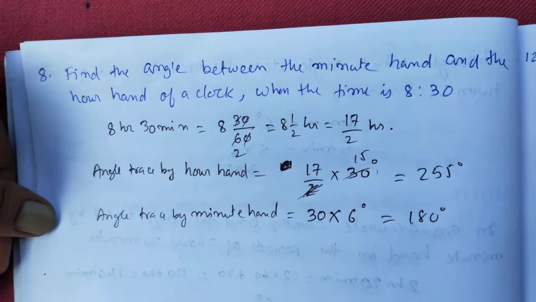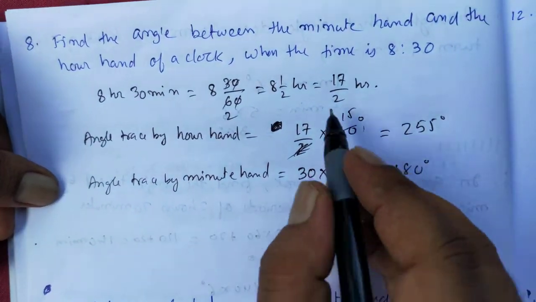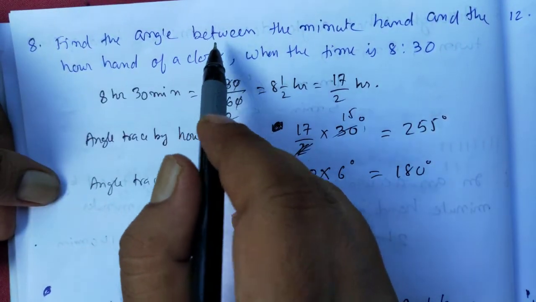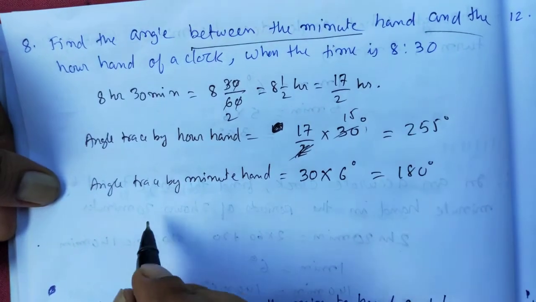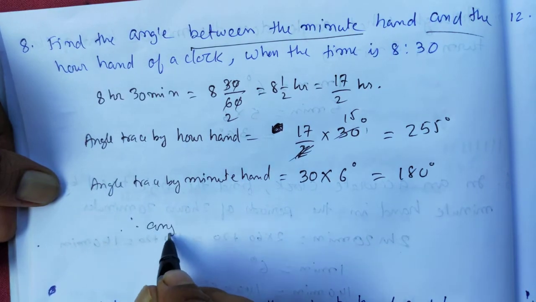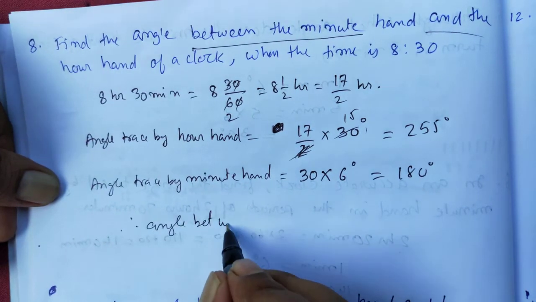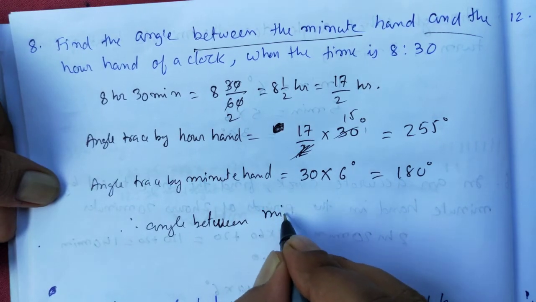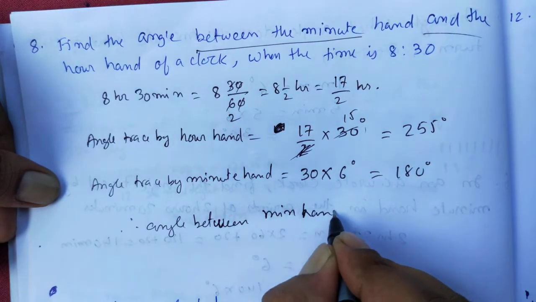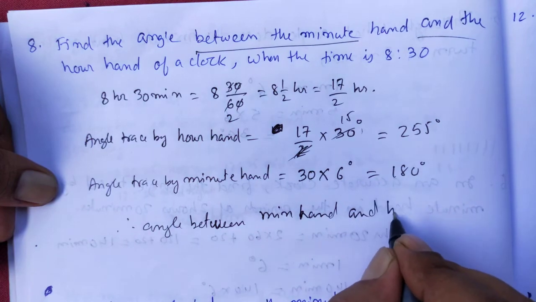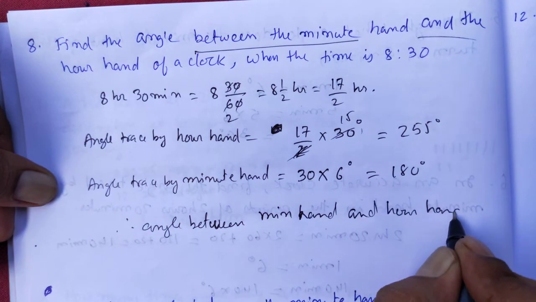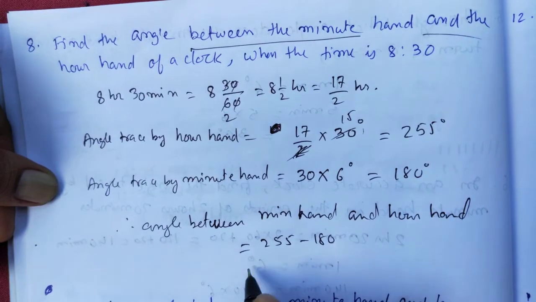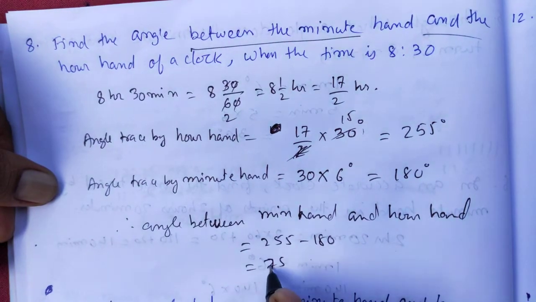So what is the difference in these two angles you are going to find? The angle between the minute hand and the hour hand will be, you have to subtract, the bigger number first. Take this one first, so we're getting 75 degrees.